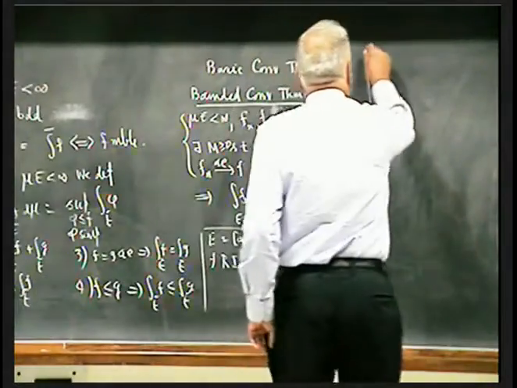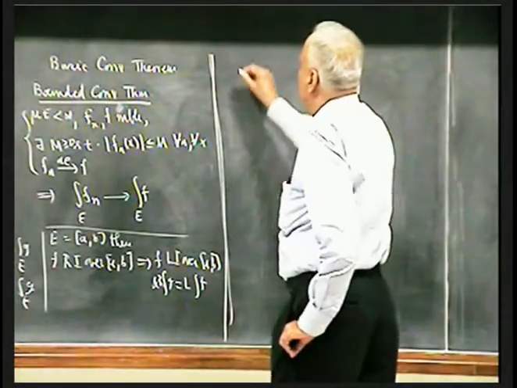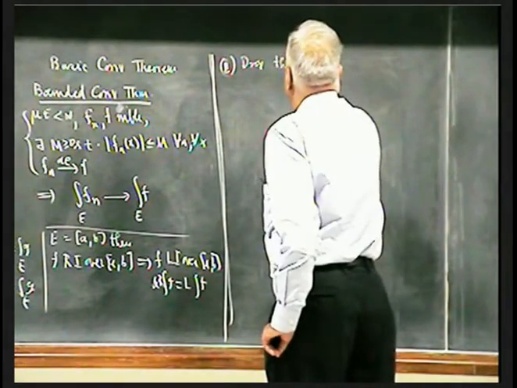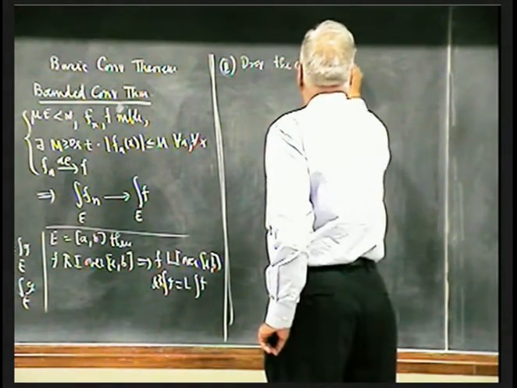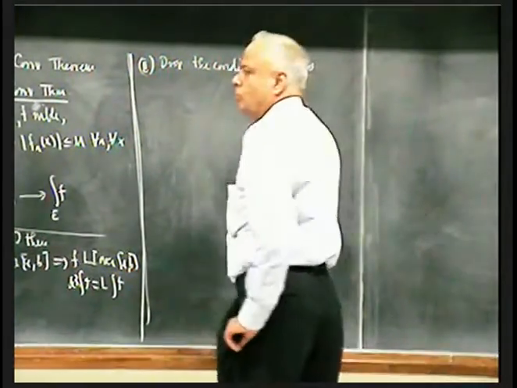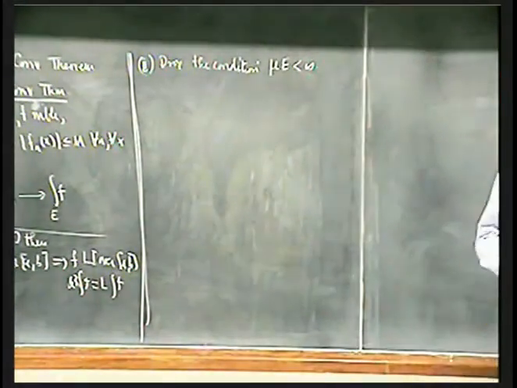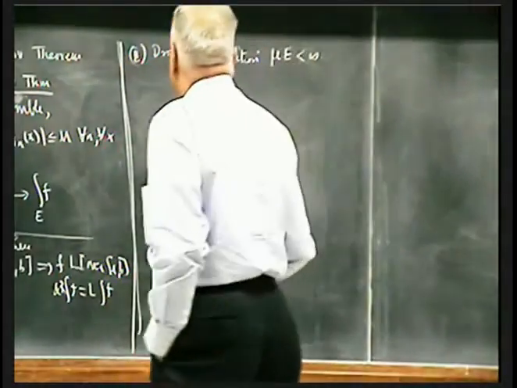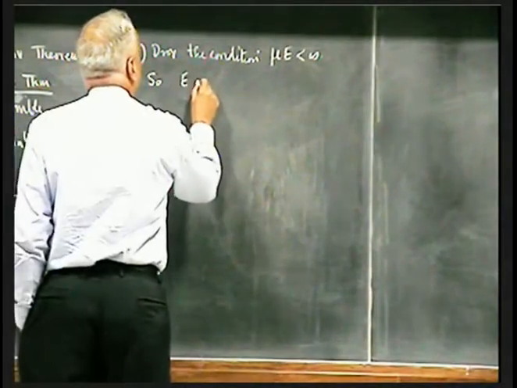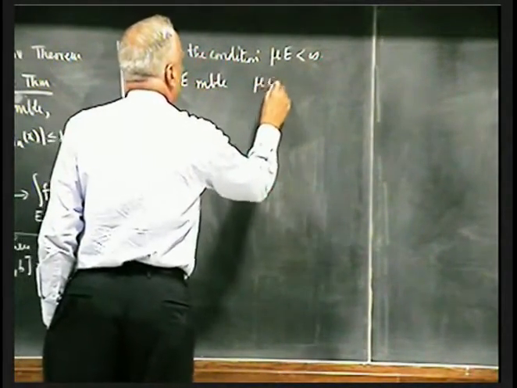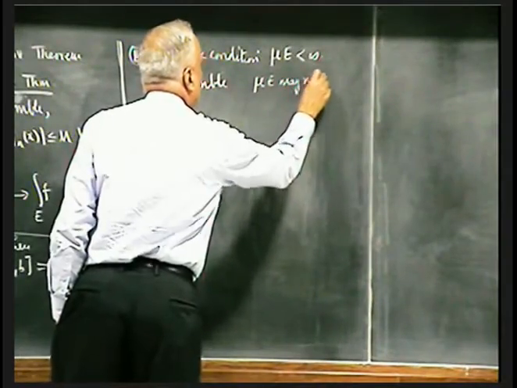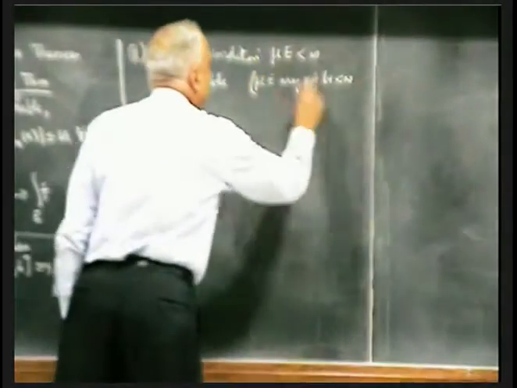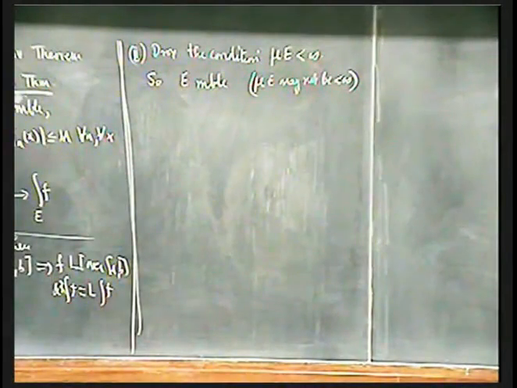Then he makes further moves. Next, the second step, he says let us drop the condition that mu of E is less than infinity. So now we are going to look at a general measure space. It can be finite or infinite measure, we don't care. So E measurable, mu of E may or may not be less than infinity. That hypothesis we don't ask for.